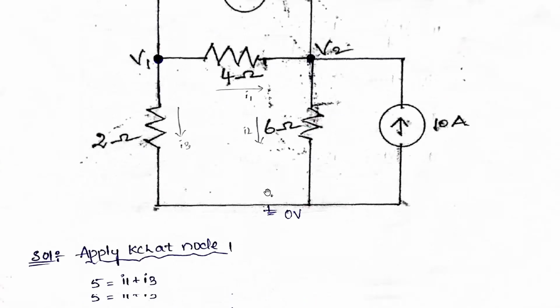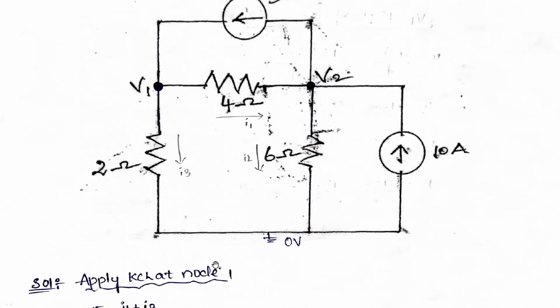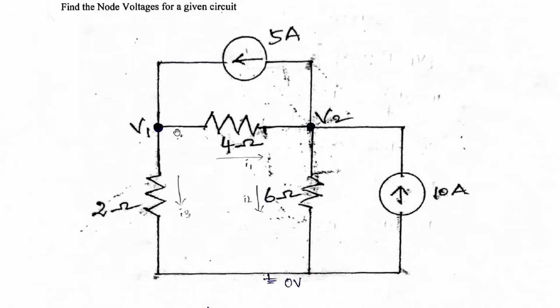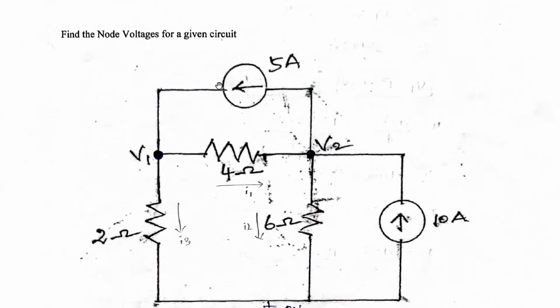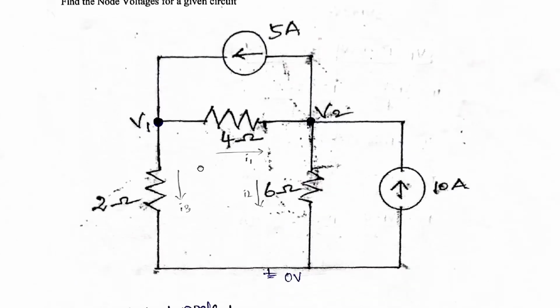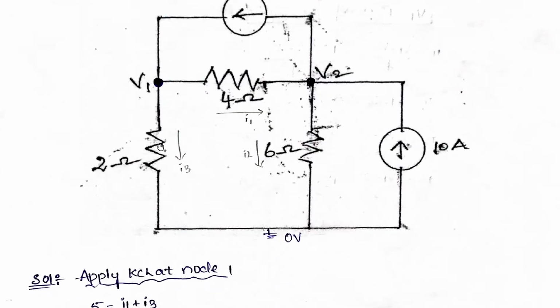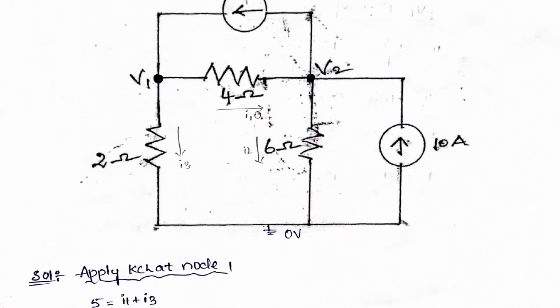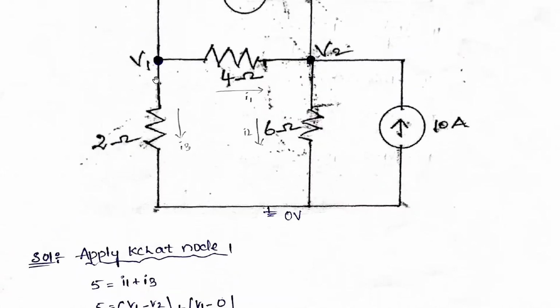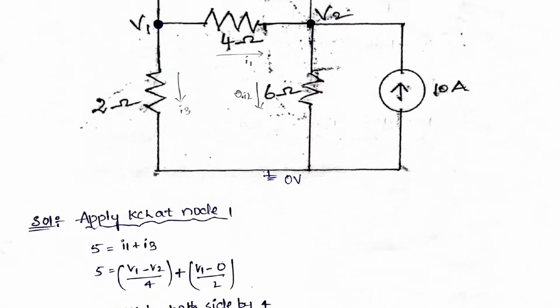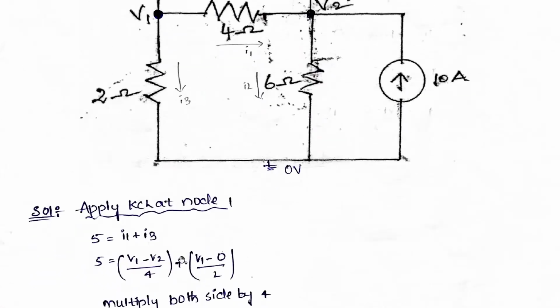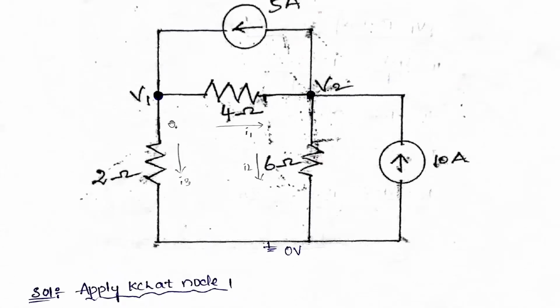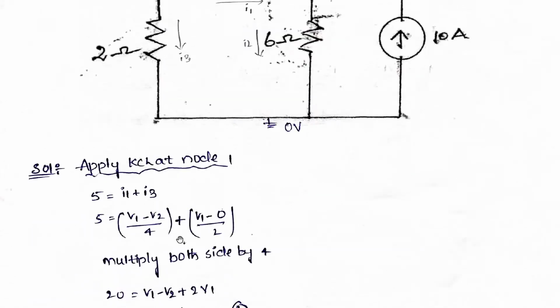Now framing the equation, applying KCL at node number 1. Say for example, 5 amperes is coming inside. So 5 is equal to I3 plus I1. What is I1? I1 can be written as (V1 minus V2) divided by 4, plus I3, which is (V1 minus 0) divided by 2.